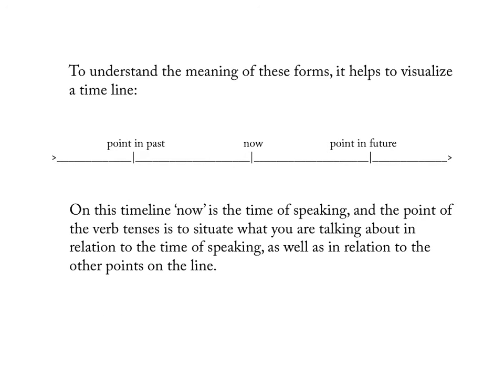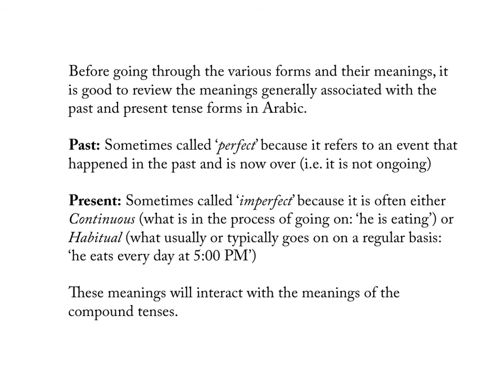To understand the meaning of these forms, it helps to visualize a timeline. On this timeline, now is the time of speaking. And the point of verb tenses is to situate what you are talking about, the action of the verb, in relation to the time of speaking, as well as in relation to other points on the line. For instance, a specified point in the past, or a specified point in the future. Notice the arrows showing which direction time is flowing on this timeline.